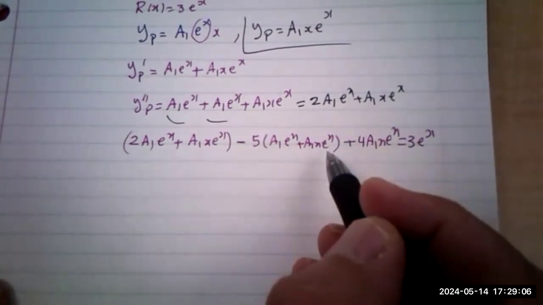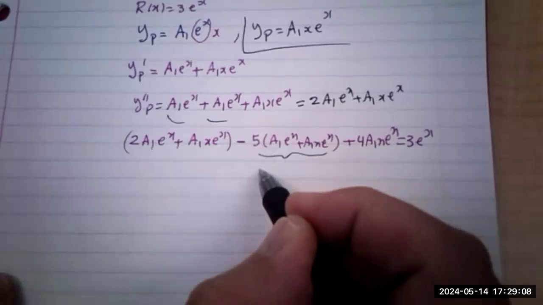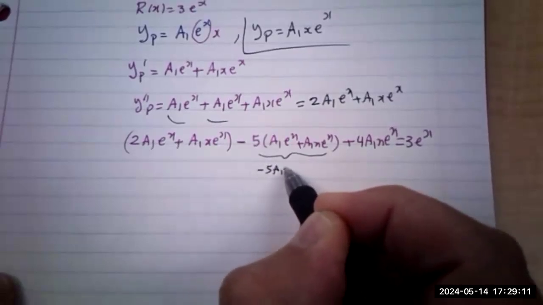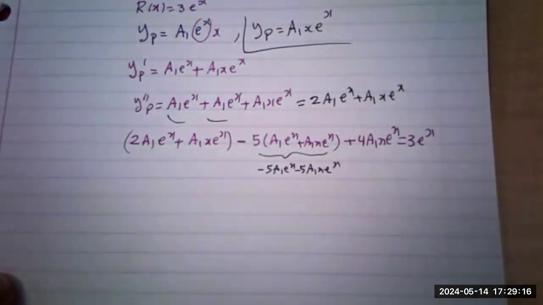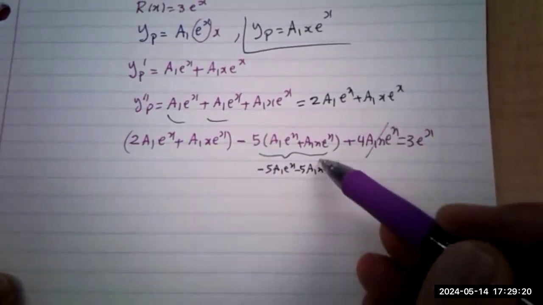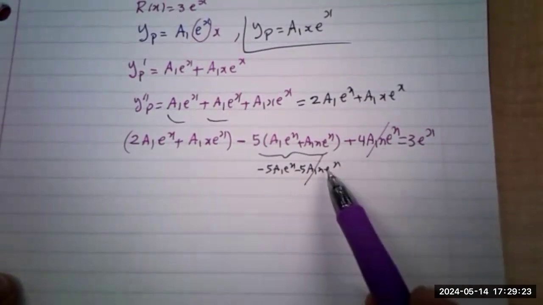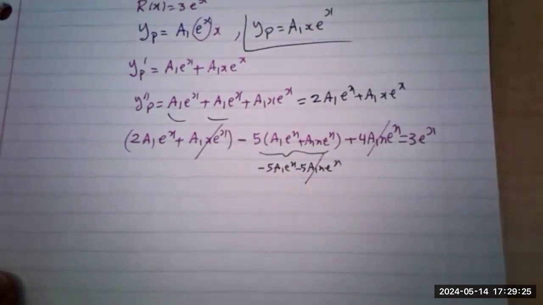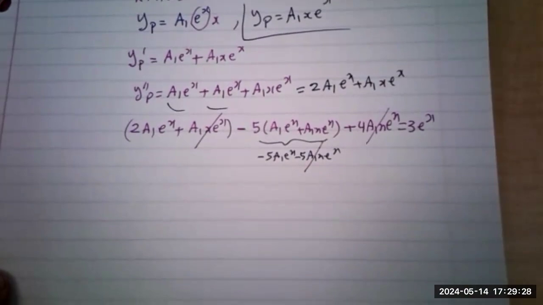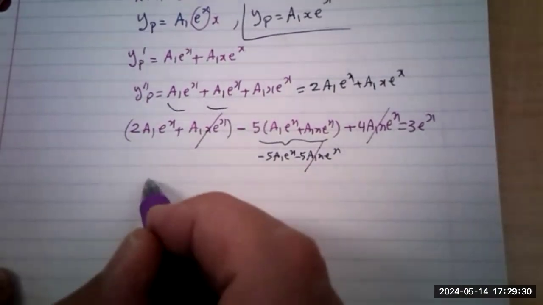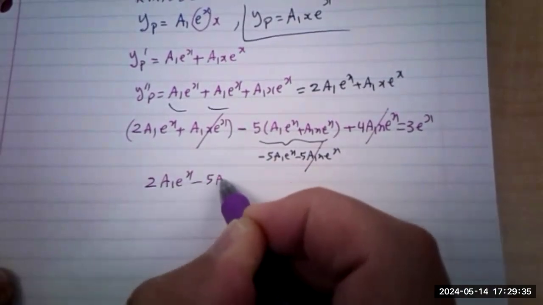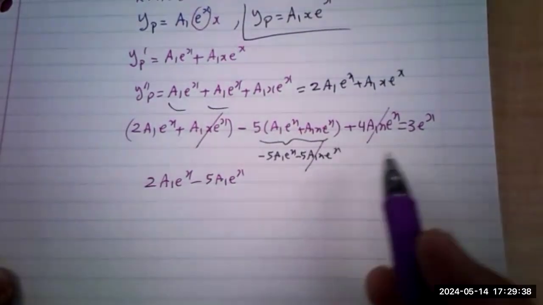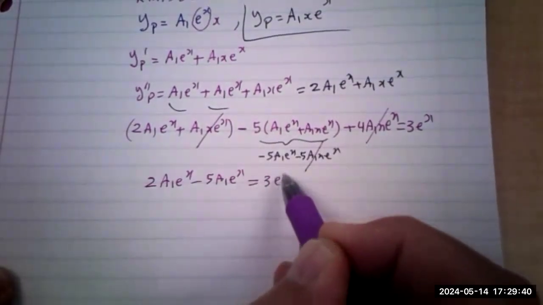Okay, so we have to take the 5 inside here. So that gives us a negative 5a1 e to the x minus 5a1 x e to the x. So these should cancel out. We have 4 minus 5 give you negative 1, and the positive 1 will cancel out. This must always cancel out. Those will be x. So the leftover is going to be 2a1 e to the x from the first one, minus 5a1 e to the x from the second one, nothing else, equal to 3e to the x.